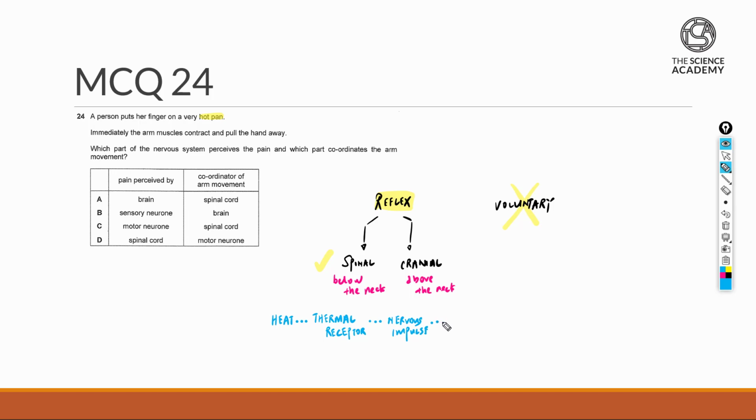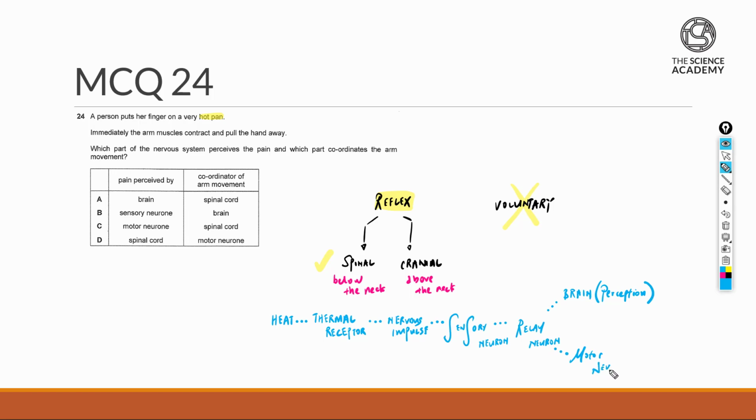The nervous impulse will then be first sent over towards the sensory neuron. The sensory neuron will then pass on these impulses towards the relay neuron. Now the relay neuron actually has two sites that it should go to. One of them will be going over to the brain. Now the brain in this case has no role in determining the action, but rather it's more for perception, to feel the event that's actually happening. But the relay neuron will also simultaneously send impulses towards the motor neuron.